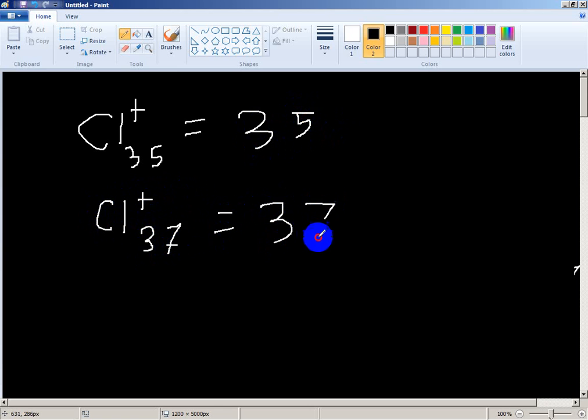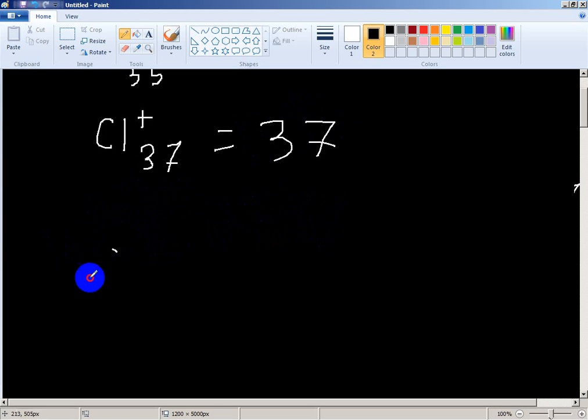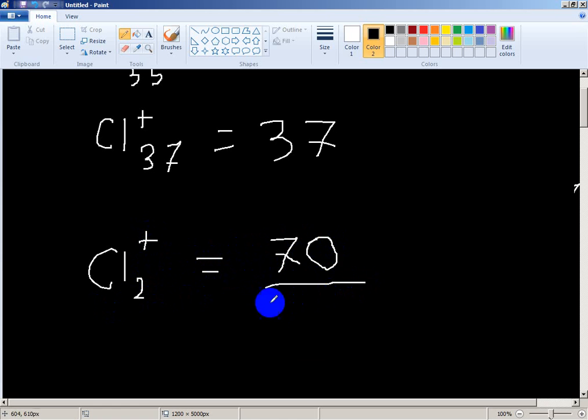When chlorine atoms form ions, when two chlorine-35 atoms join, what will be the mass to charge ratio? 35 plus 35 will be 70. The charge is 1, so 70.